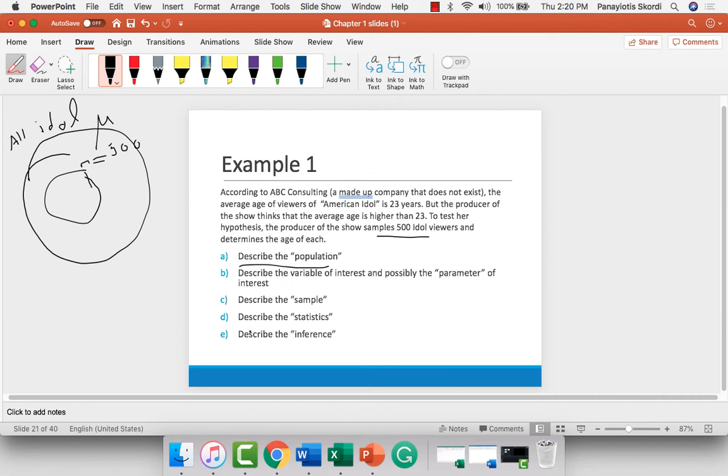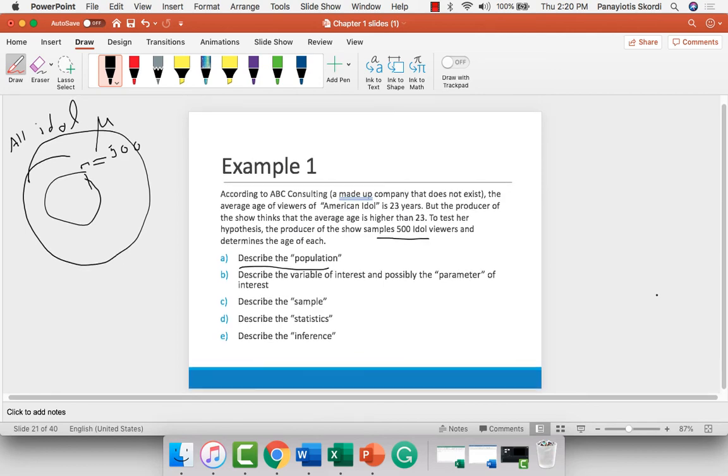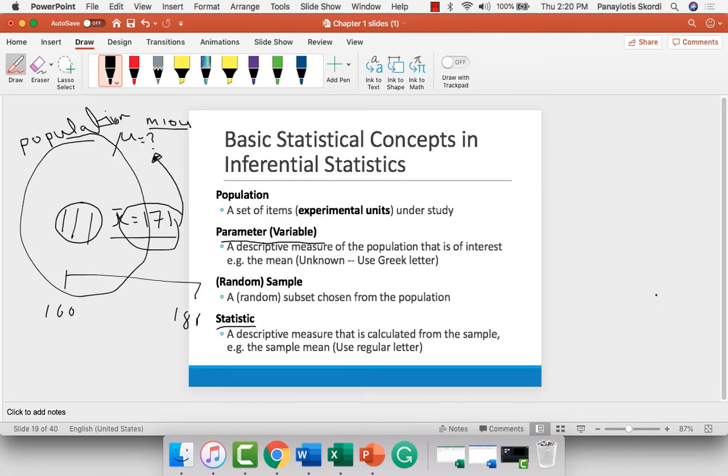And D, describe the statistic. Now, a statistic is anything that refers to, let's go back, the mouse doesn't want to play with us today. So the statistic is something that talks about the sample.